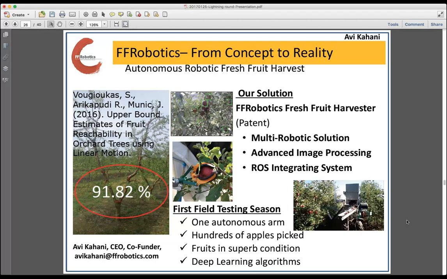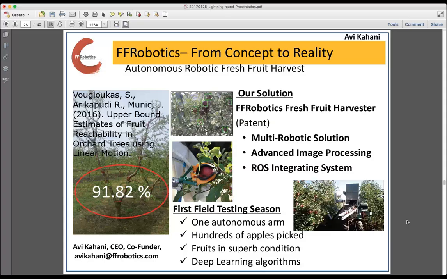Avi Kani, Tel Aviv, Israel, 10:30 p.m. We are developing a robotic system for harvesting of fresh fruit. It's based on a linear motion of the robots, and it's mounted to a harvesting aid system currently available in the market.